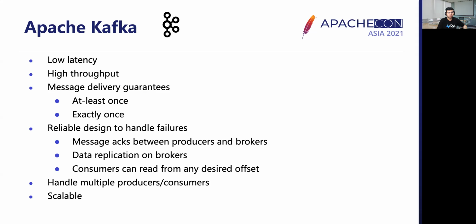Consumers can read data from any desired offset in order to handle failures on the consumer end. So it can handle multiple producers and consumers as well. One topic can be consumed by multiple consumer groups. It is scalable in the architecture and can handle really high volumes of data.